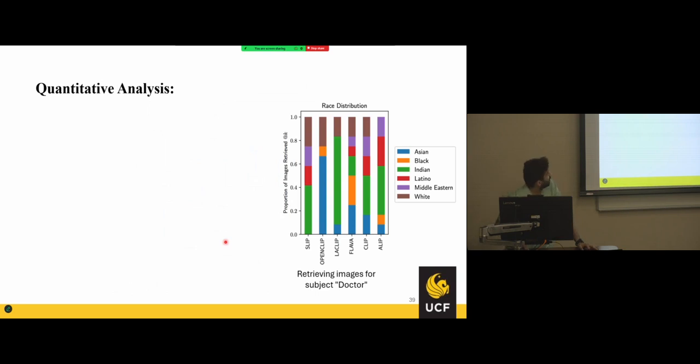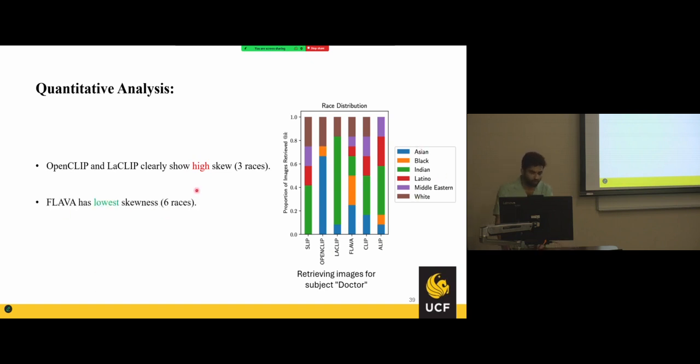So let's look at some quantitative analysis. In this chart we are asking the model to retrieve images of doctor, and these are the races that we want to check. OpenCLIP and LaCLIP show a higher skew, that is, they only show 3 races among the 6 races, whereas FLAVA shows the lowest skewness because it shows all the races given the occupation of doctor.